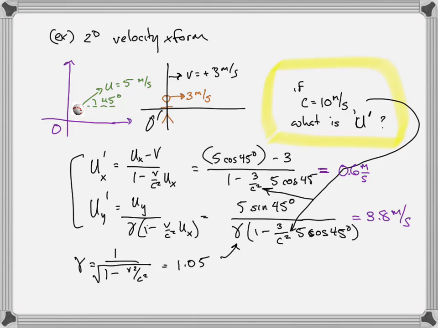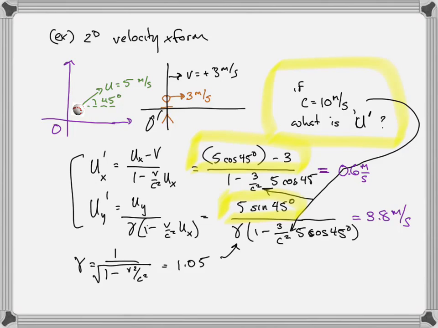Now, I want to compare that to what it would be under the Galilean transformation. In the Galilean transformation, the answer would be right here and right here, right? So the answer in the Galilean transformation would be 5 cosine 45 minus 3 for the x component, which is about 0.5, and 5 sine 45, which is about 3.5. So you can see that they're slightly different than they would have been in the Galilean transformation. Again, this was assuming c equals 10 meters per second. If c equals 3 times 10 to the 8th meters per second, and this was still done where I throw you a ball, you're not going to notice the difference. But if we're moving close to the speed of light, you notice the difference.